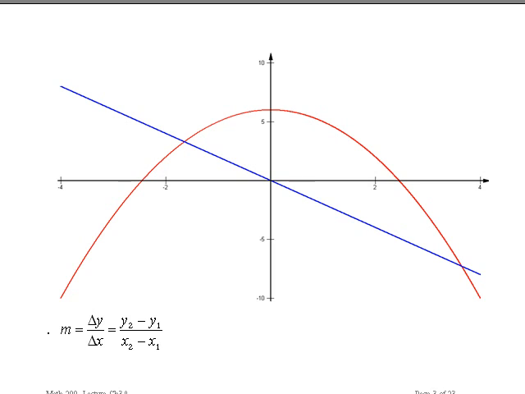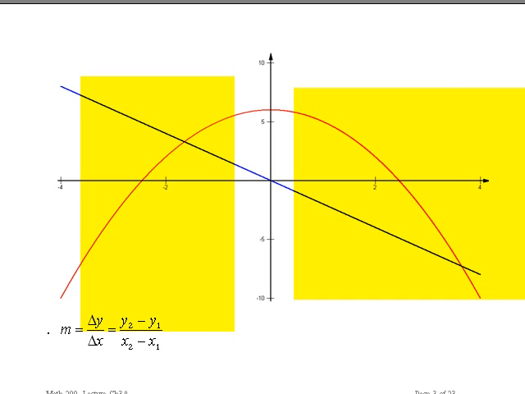Here, for example, is that parabola. You notice that for all values of x less than 0, the parabola is the red line. The slope is increasing along the parabola if x is less than 0. If I'm over here where x is greater than 0, the slope is decreasing. And right at 0, the slope is 0.